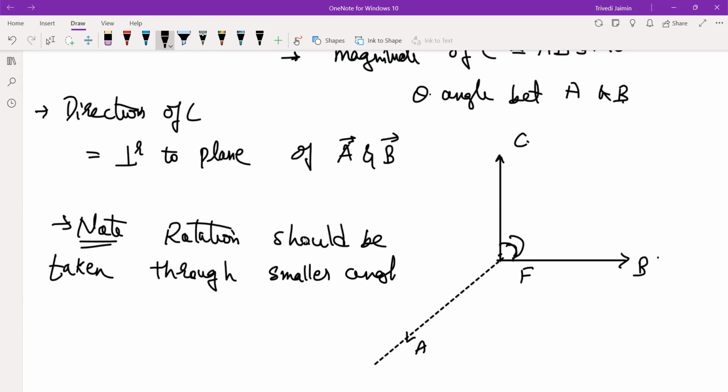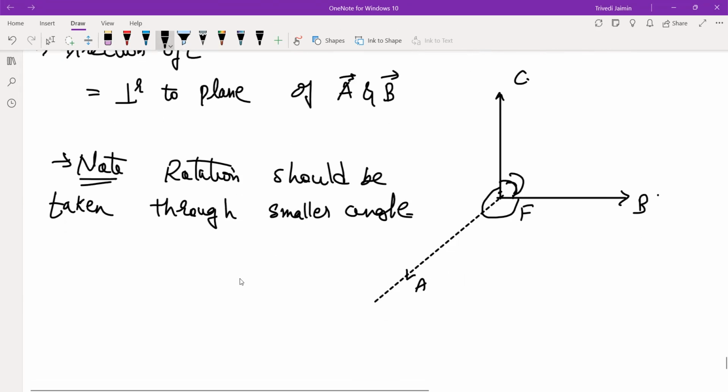the smaller angle. If you're curling this way, we should not take this direction. It will be the bigger one. We should take the smaller angle. Here also it is possible, right? We can take the direction this way, and we can take the angle in this direction also. Both sides we can do because it's a 3-dimensional figure. Understood this one? We should take the smaller angle. That's right, less than 180.